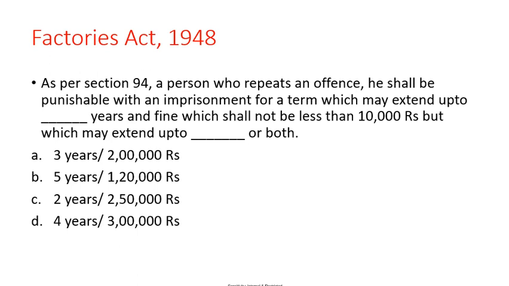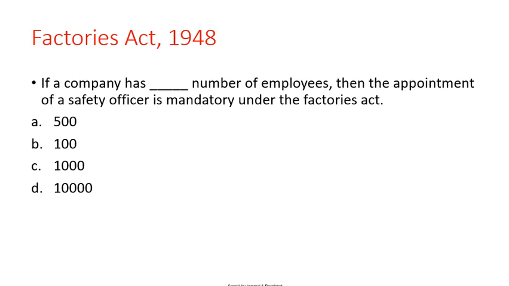Next question is, as per section 94, a person who repeats an offence shall be punishable with imprisonment for a term which may extend up to dash years, and the fine shall not be less than 10,000 rupees but may extend up to dash, or both. Options: 3 years or 2 lakhs, 5 years or 1,20,000, 2 years or 2,50,000, 4 years or more. Correct answer is 3 years or 2 lakhs.